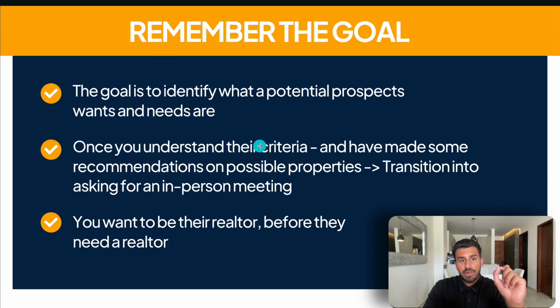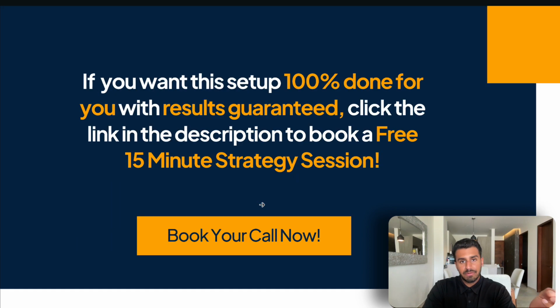Once you have an understanding of their criteria and you have some ideas in mind in terms of possible properties, transition into asking for an in-person meeting. That should always be the goal. The goal is to get them from over the phone to in-person so you can make a connection, build some rapport, show them some possible properties. And even if they're not really on the market today to buy a home, maybe they're 6 months, 9 months, or even 12 months out, there's so many realtors in every market these days that you want to be their realtor before they actually need a realtor, right? So that should be your goal when you're communicating with any of these online leads, right?